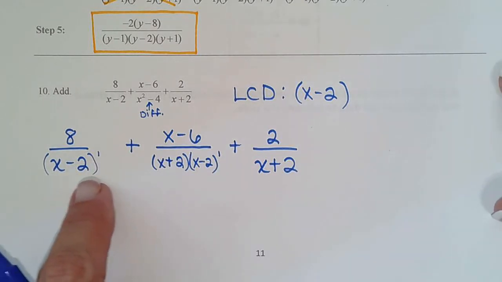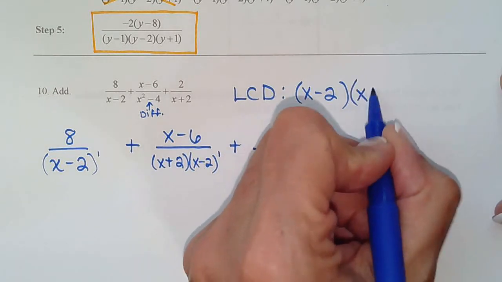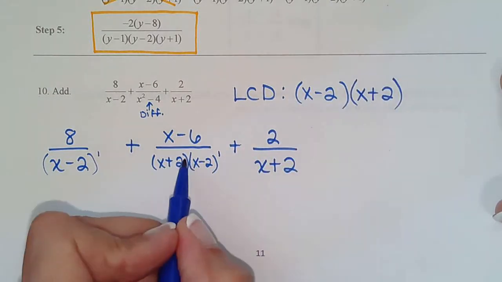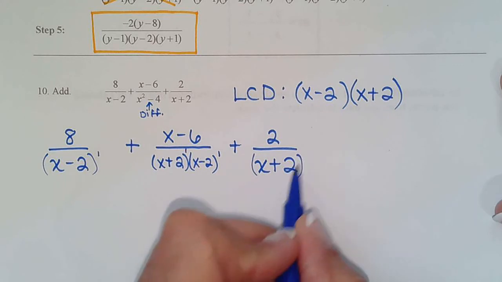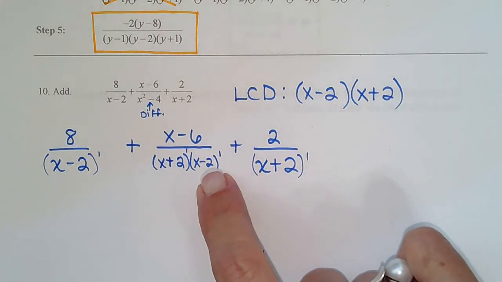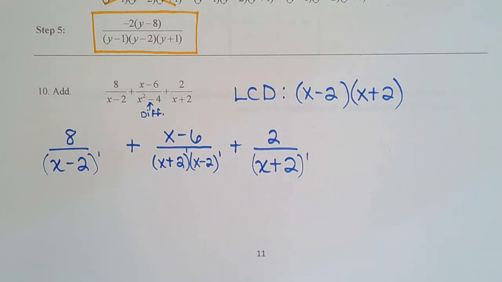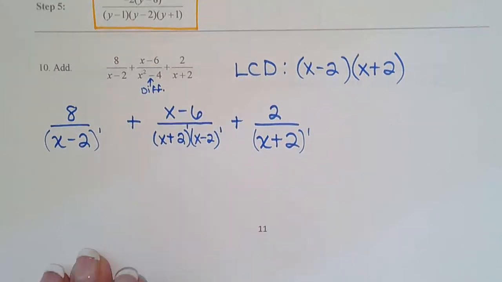Okay, then I keep going right, and I see an x plus 2. What's the highest power I see? Well, I see it once here, and I see it once here, so the highest power I see is once. I already have this, and I don't repeat factors. So there's my LCD.